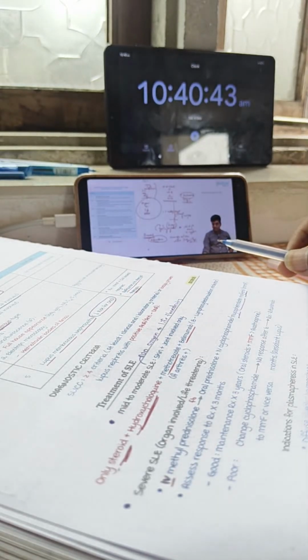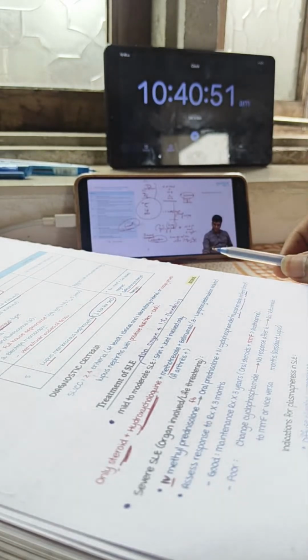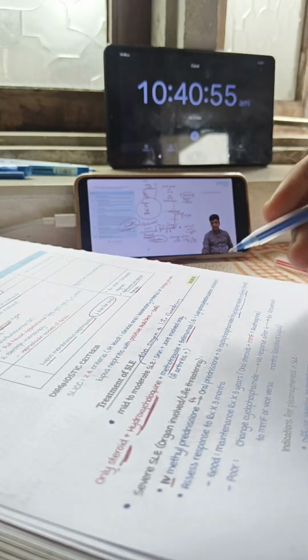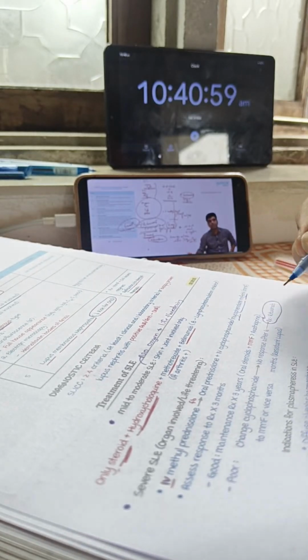At the end of 3 months, if this is not working, then from MMF you change to cyclophosphamide, or if you are giving cyclophosphamide, you give MMF. And at the end of 6 months, if nothing is working, then you are in trouble. That is called resistant lupus. There are many options, but what we try is rituximab, or a CNI based multi-targeted approach. At your level, you have to remember rituximab is the drug for resistant lupus.